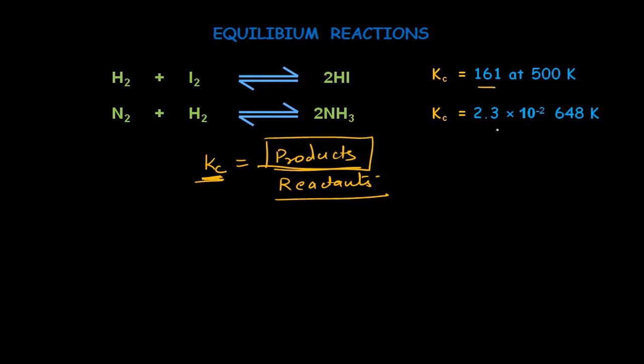Now, if you look at these values, we can make out that at this temperature, that is 500 Kelvin, if the value is higher, that shows that the product formed at this temperature will be higher compared to the reactants left after the reaction. And if you compare the second reaction, the value is much lower. So we can make out that at this temperature, 648 Kelvin, the amount of ammonia formed should be lower than the amount of nitrogen and hydrogen reacting together, because the Kc value is very low, less than 1.